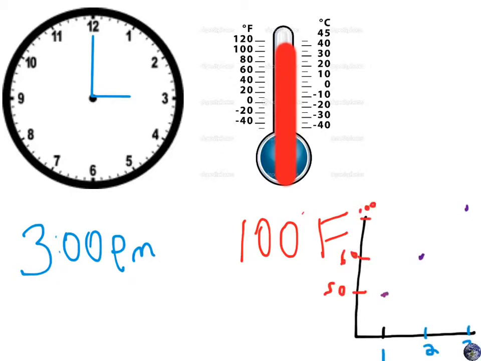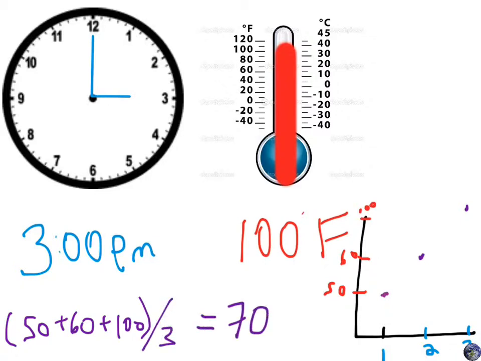So here's what we had before, but now we've got this third point up here saying at 3 o'clock it was 100 degrees. If we were to compute the average temperature based on just these 3 points of data, we'd add up the three numbers, 50 plus 60 plus 100, and then divide by 3, because there are 3 different numbers. We'd say, okay, the average temperature between 1 and 3 is 70 degrees.